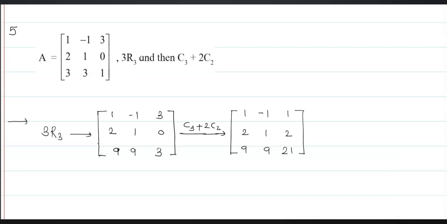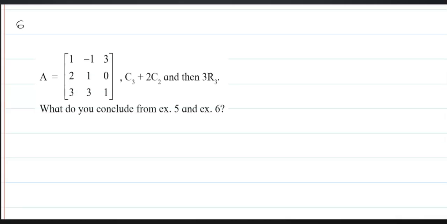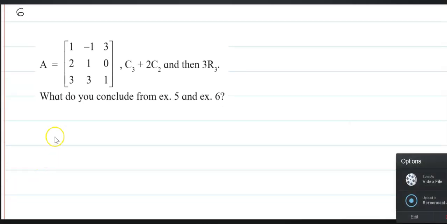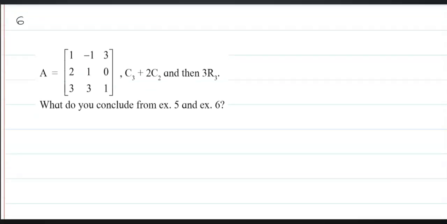Now the next is question number 6. Now see this here. A matrix is given: 1, minus 1, 3, 2, 1, 0, 3, 3, 1. What is the operation? C3 plus 2 times C2 and then 3 times R3. Now we continue the steps one by one.